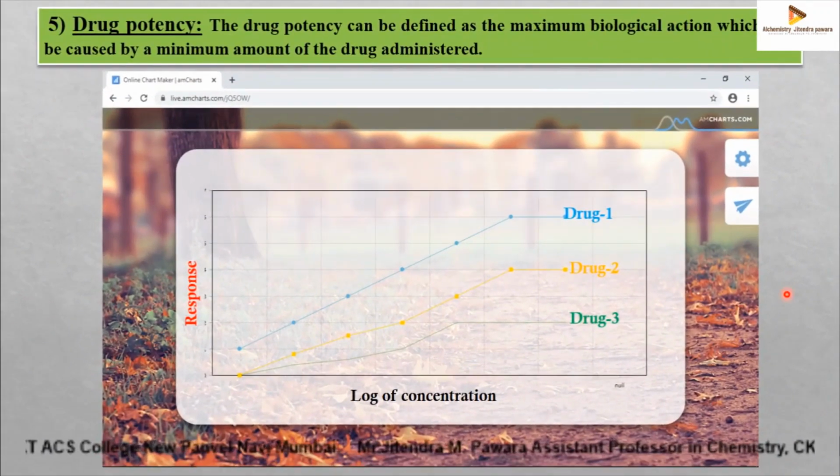The next point is drug potency. The drug potency can be defined as the maximum biological action which can be caused by the minimum amount of the drug administered. So by using a minimum amount of drug you get a high biological response, and that is called drug potency. A highly potent drug can cause a high biological effect even with a minimum dosage.